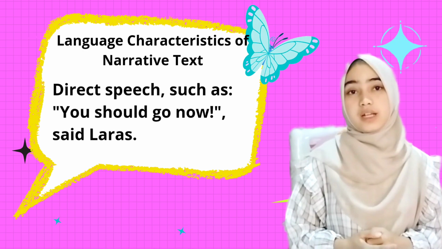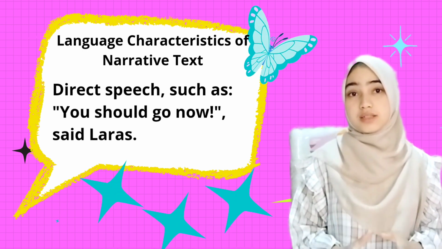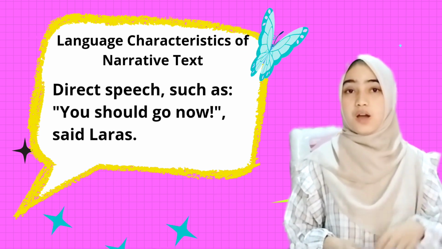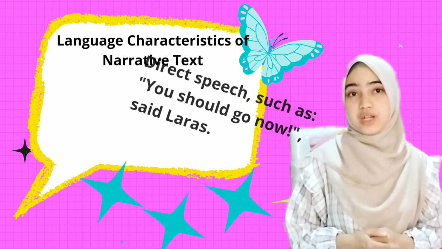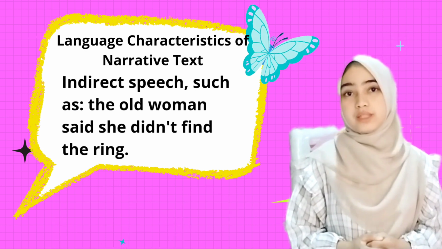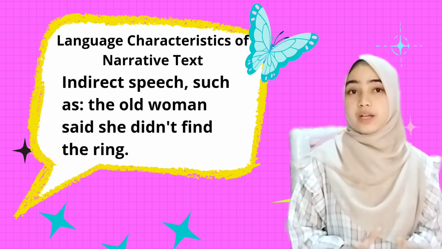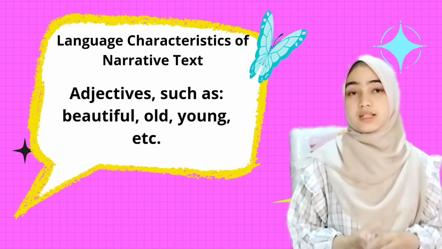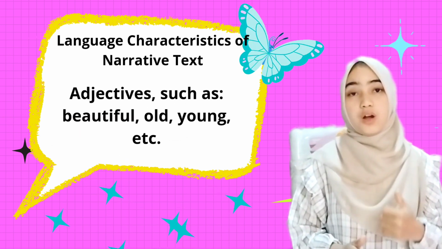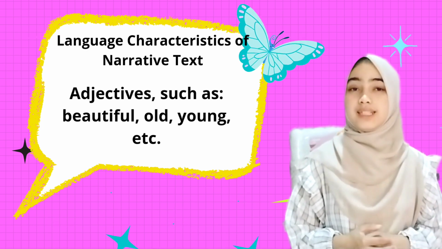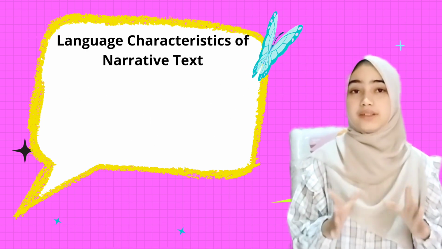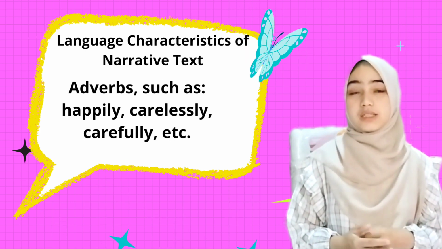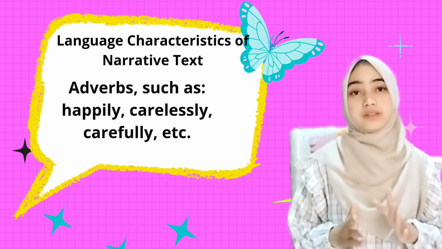Fourth, direct speech such as "You should go now," said Laras. Fifth, indirect speech, such as the old woman said she didn't find the ring. Sixth, adjectives, such as beautiful, old, young, and etc. And the last, adverbs, such as happily, carefully, and etc.